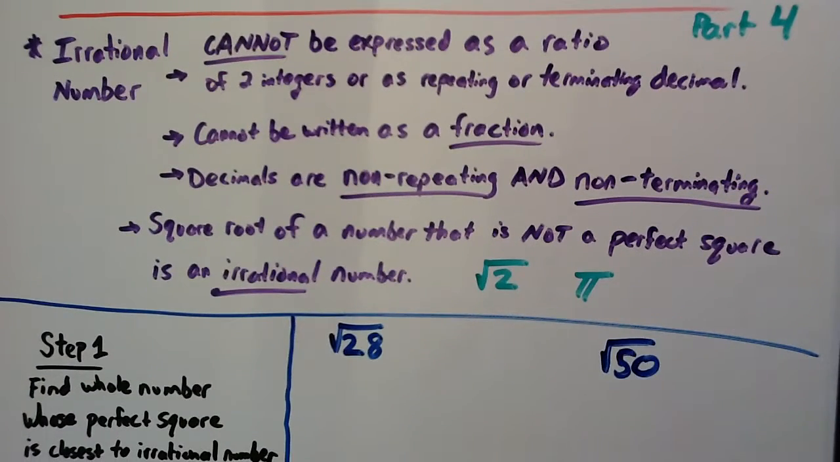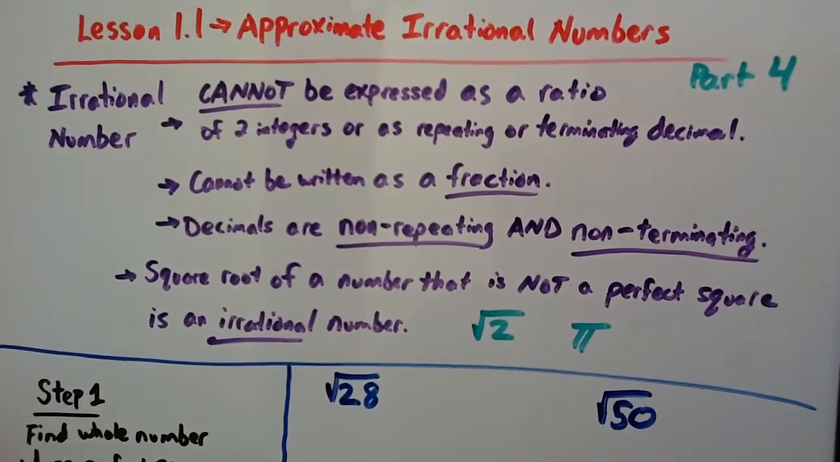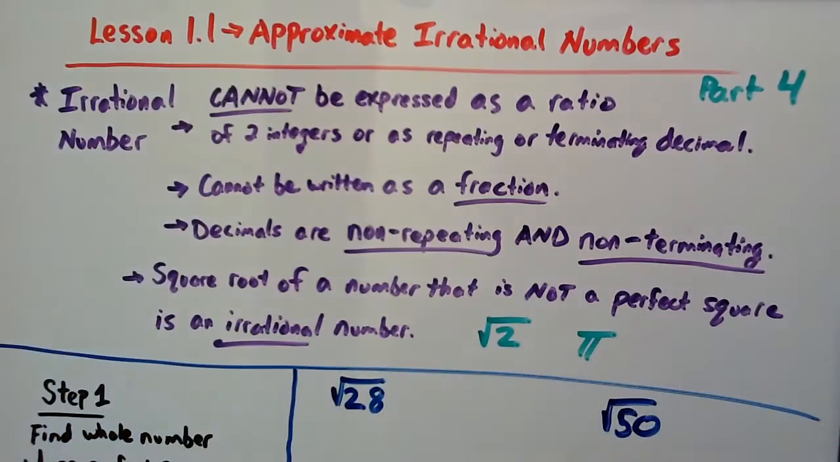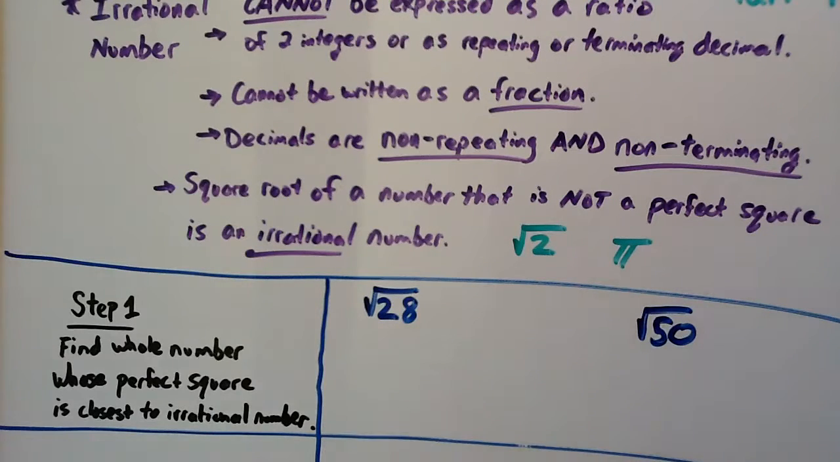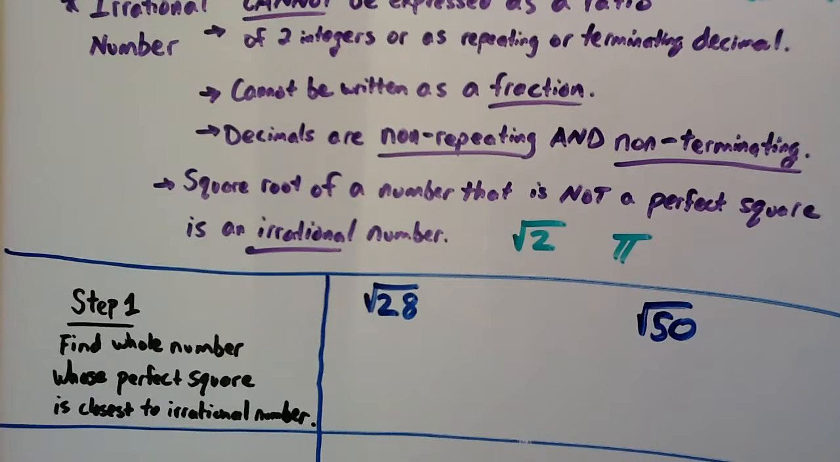So now that we know what an irrational number is, let's seek to approximate the value of the irrational number. So we're going to estimate or come up with a pretty good guess of where that number is on the number line. We'll take example 1, the square root of 28. Let's approximate it to the nearest tenth. That's what we're going to work on, approximating to the nearest tenth.